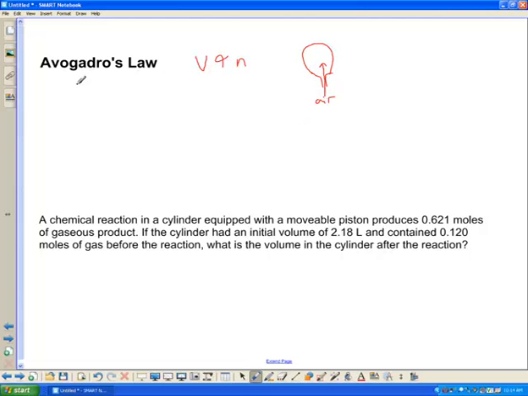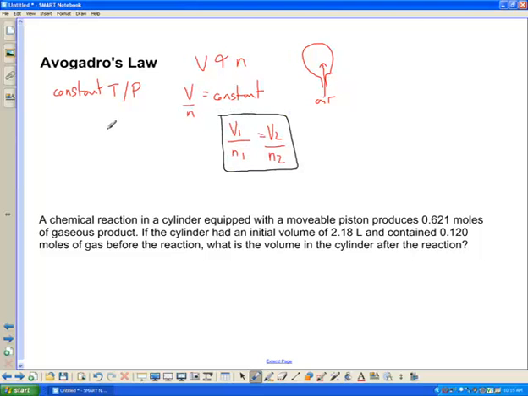The constant variables here, what do you think the constant variables are? Well, it's the two not involved in the equation: constant temperature and pressure. Alright? If volume and number of moles are proportional to each other, then V over N is a constant. And so we can say, just as we said for Charles's law, V1 over N1 equals V2 over N2. Alright? And there is our formula. So let's answer the question here.